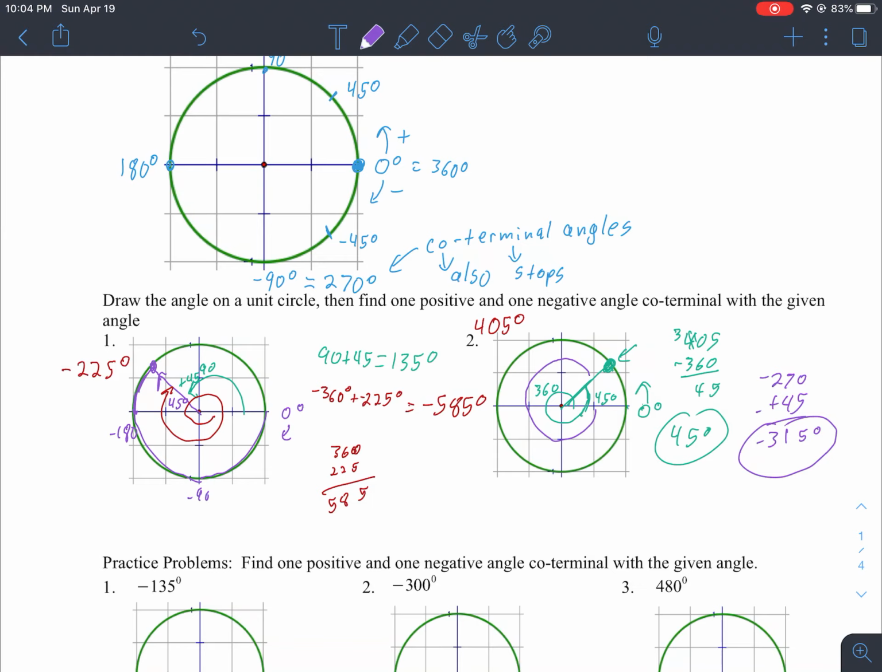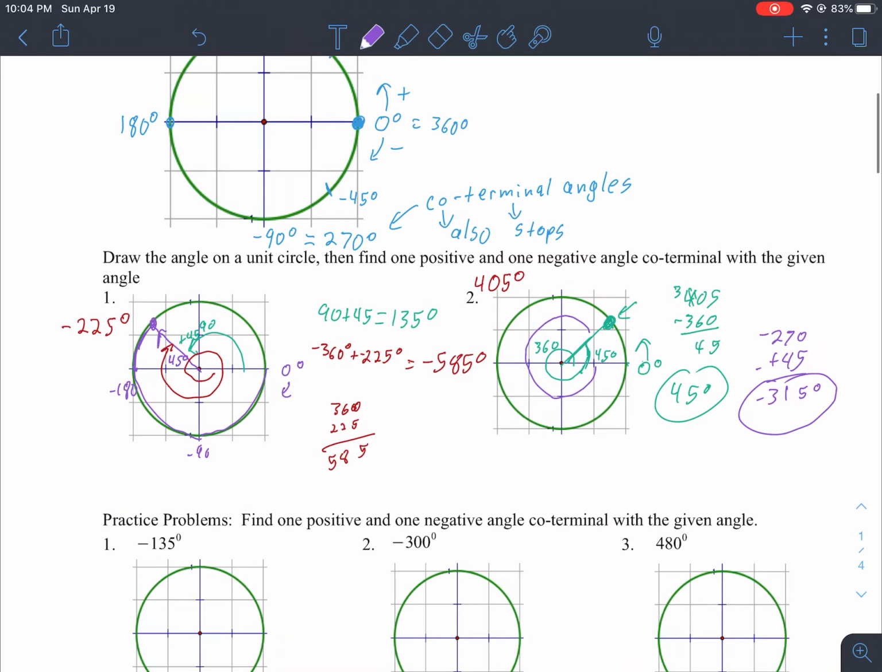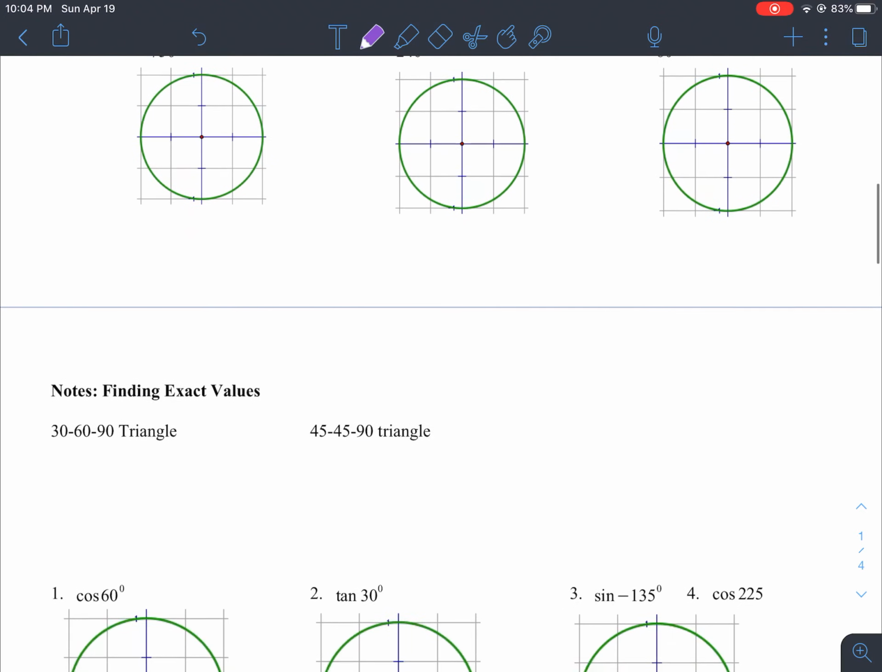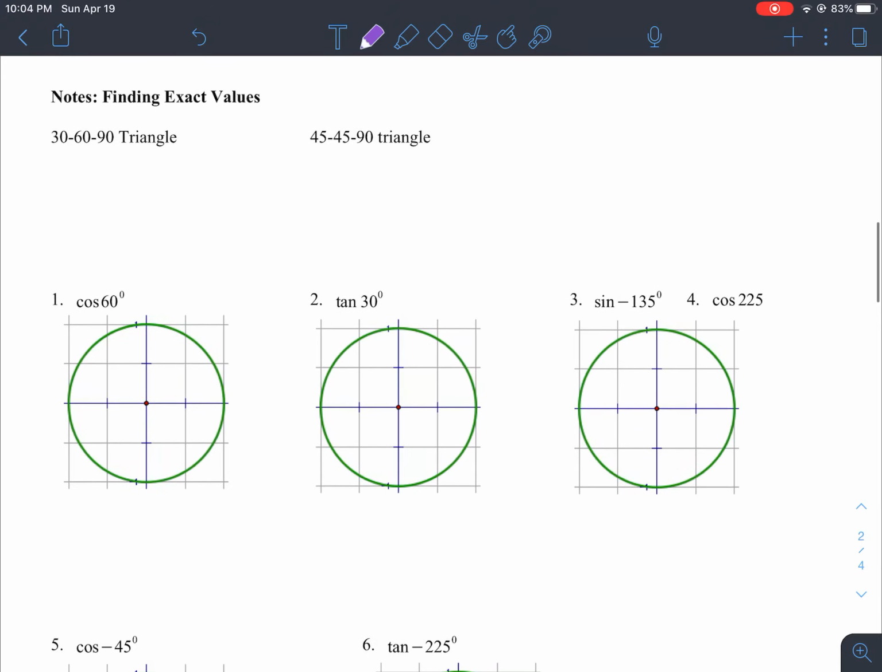Okay, so that is a quick introduction to how degrees work. So you should pause the video now and do the first few practice problems, and then come back and we'll start this. So good luck on your practice problems, and I'll see you in a few minutes.